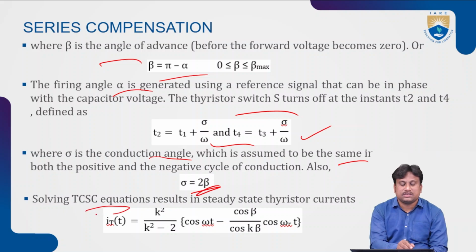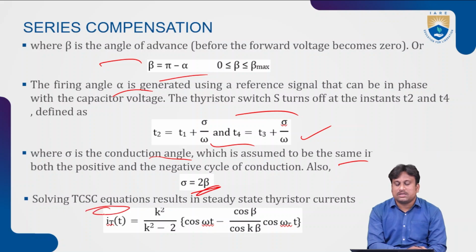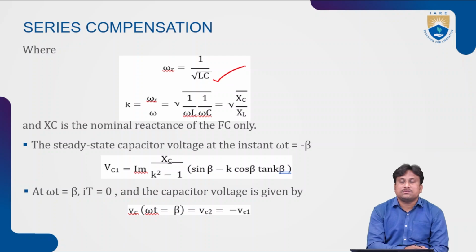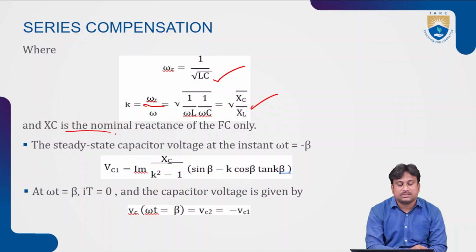Solving for the TCSC expressions gives the steady state thyristor current as k squared by k squared minus 1 into cos omega t minus cos beta by cos k beta into cos k omega t. Here omega is 1 by root LC, and k equals omega r by omega, which is the square root of 1 by omega L into 1 by omega C, that is, Xc by XL. Xc is the nominal reactance of the fixed capacitor only.